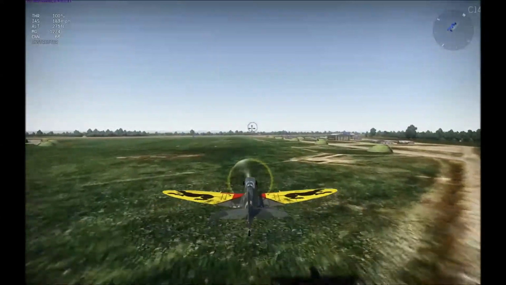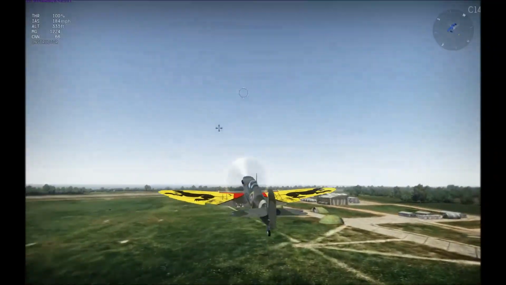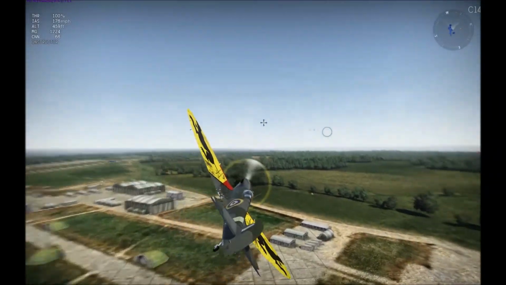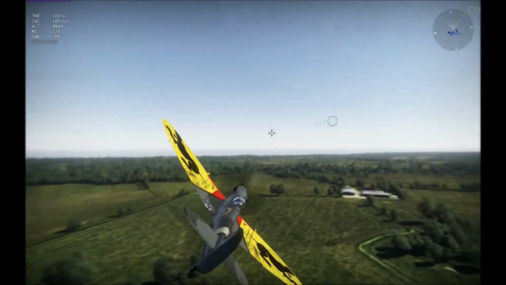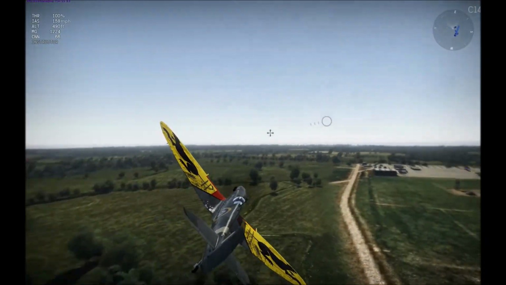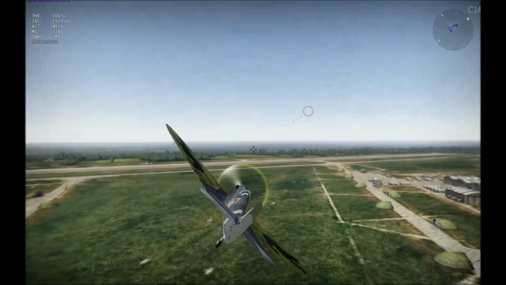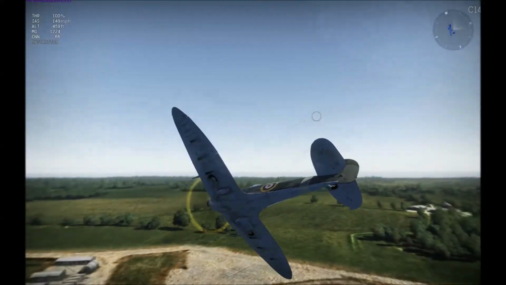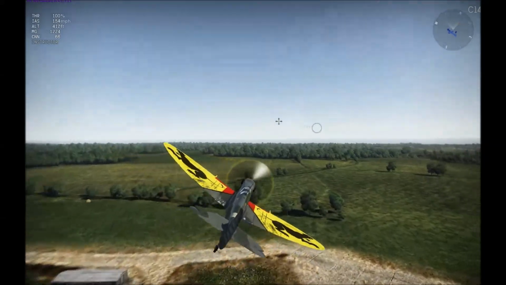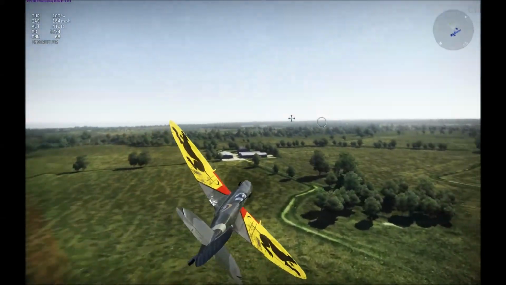So again, this isn't a great indicator. This is not the best explanation of angle of attack either, but just as far as the game is concerned, we're looking for the difference between the icons, or the lack of difference between the icons.